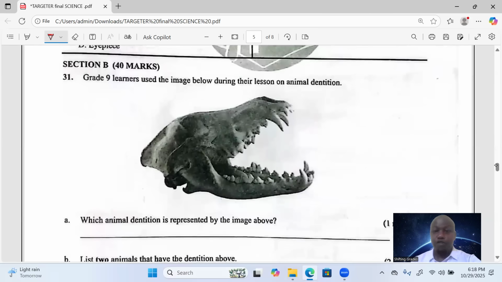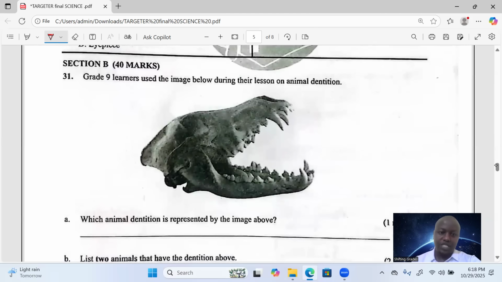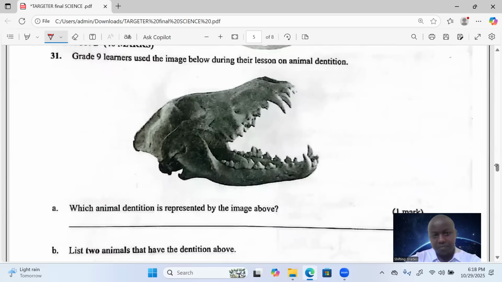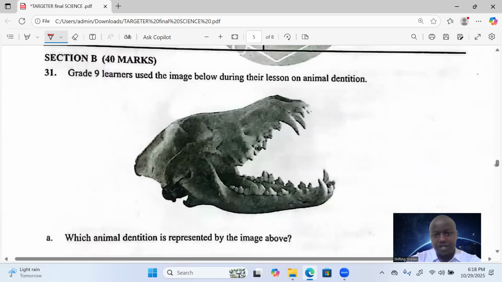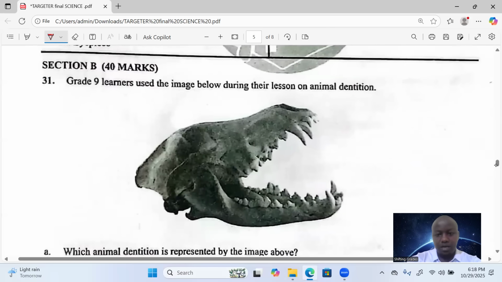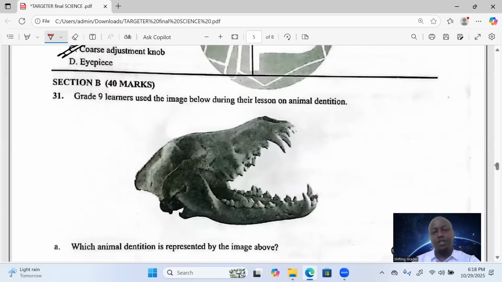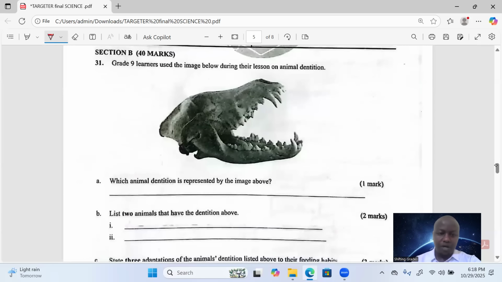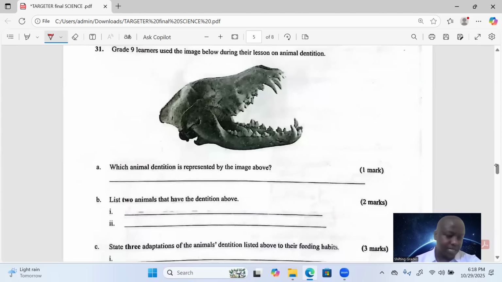Section B, 40 marks. Grade 9 learners used the image below during their lesson on animal dentition. Just look at the dentition here. Then we check a few questions. Now, which animal dentition is represented?